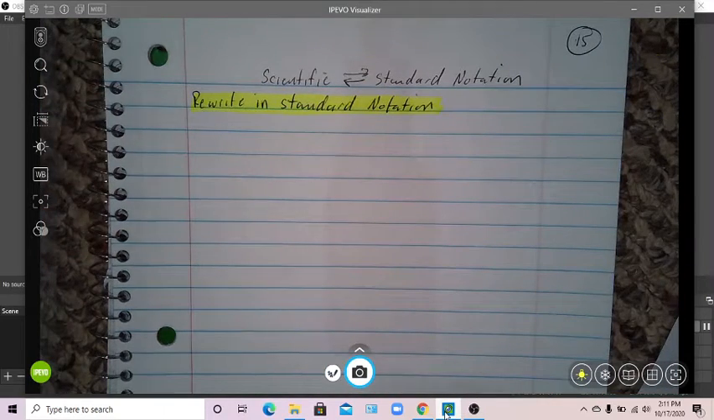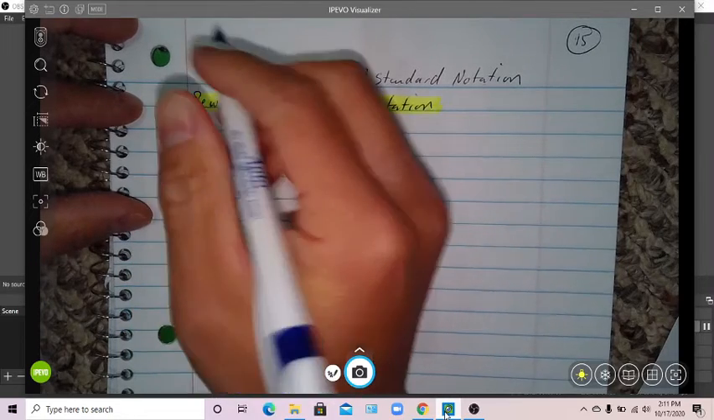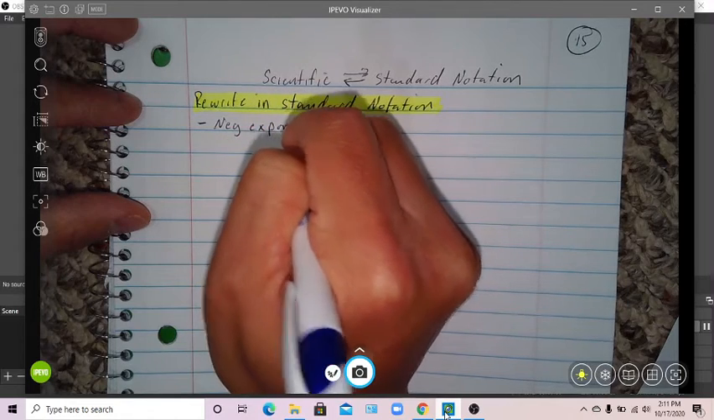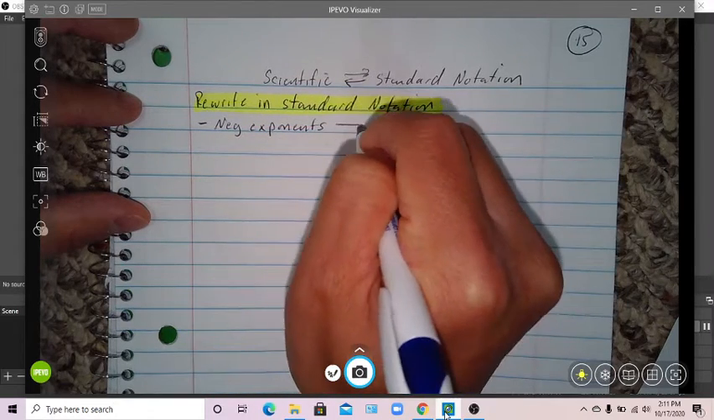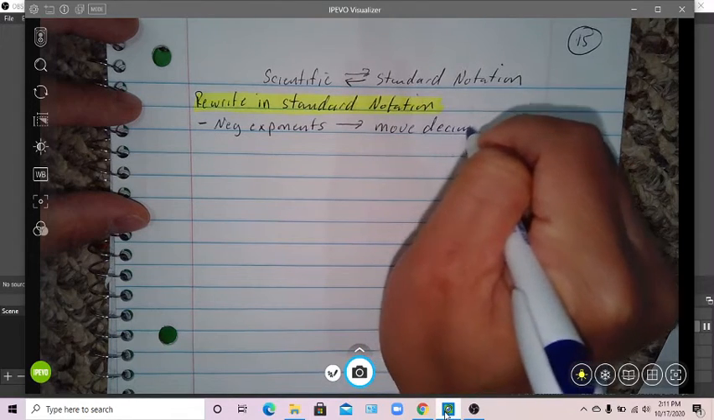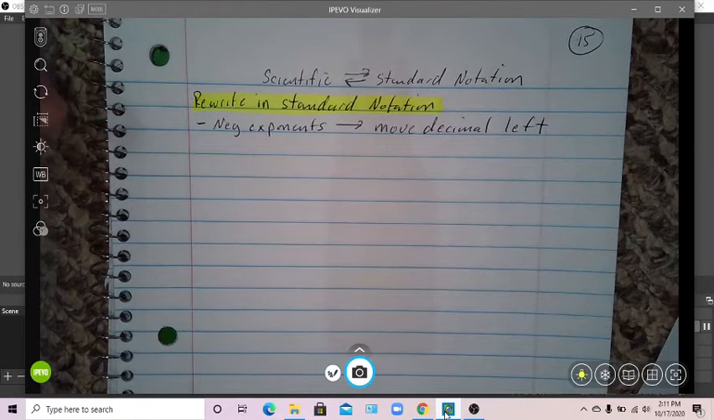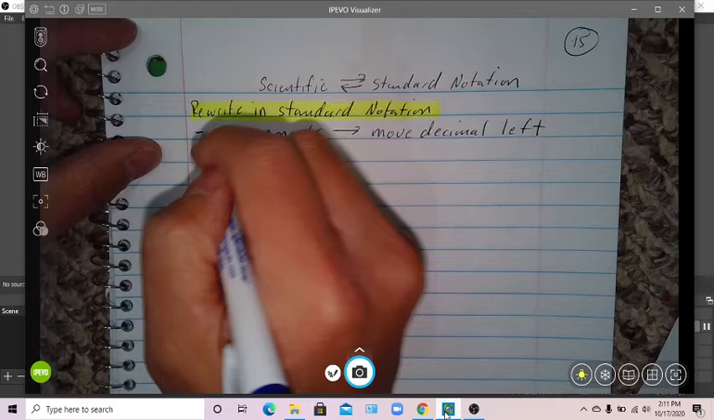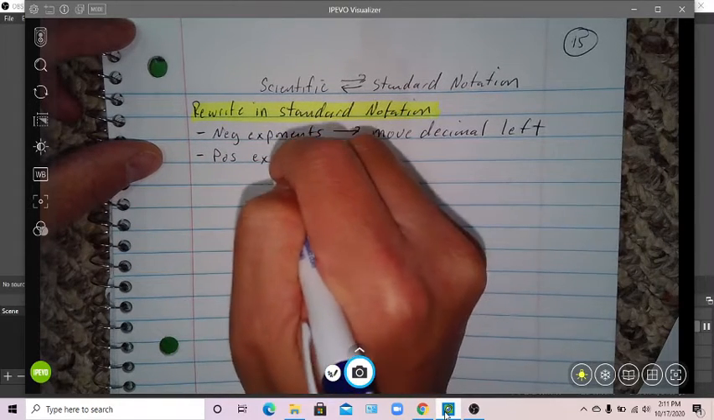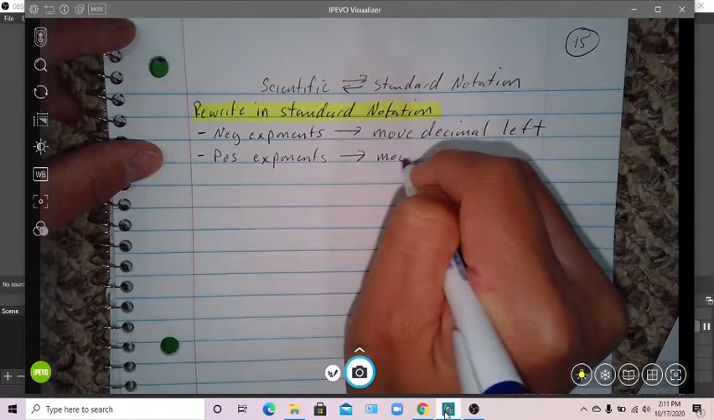Okay, so two things we want you to write. The first is this, negative exponents. Okay, move decimal left. Negative exponents, you're making it smaller. Okay, and then the other thing is positive exponents. Move decimal right.